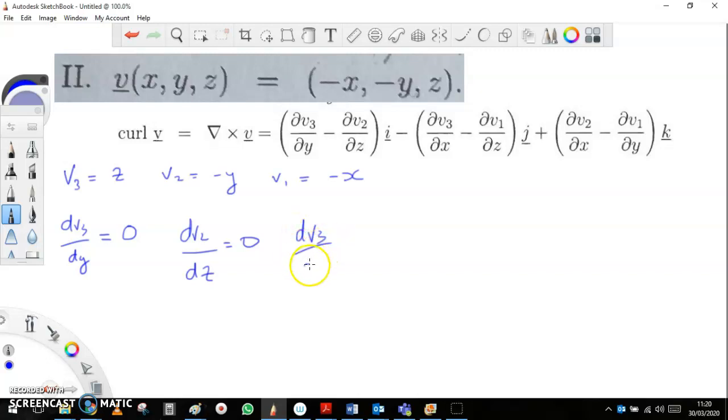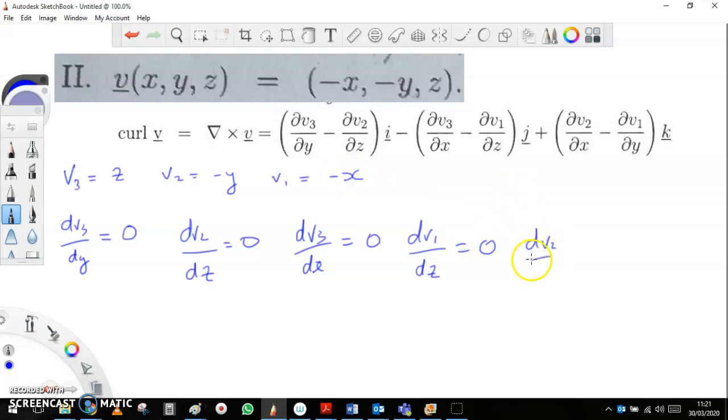dV3 dx, again dV3 dx. V3 is Z, so that's dz dx, again we get 0. And next up is dV1 dz. V1 is minus X, differentiate that with respect to Z. There's no Z in there, we hold that as a constant, so we get 0 again.